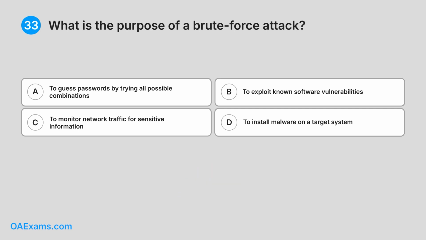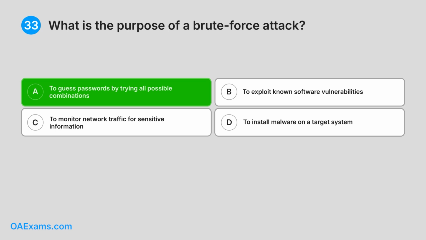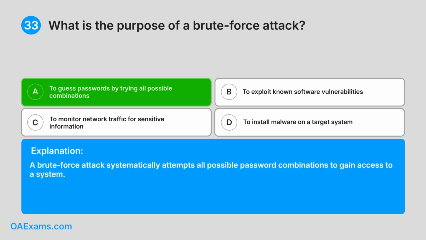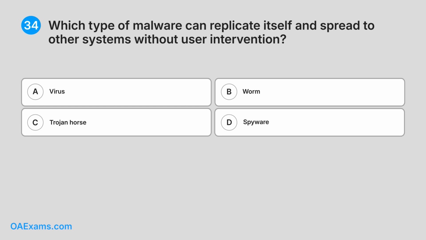Correct answer: A. To guess passwords by trying all possible combinations. Explanation: A brute force attack systematically attempts all possible password combinations to gain access to a system. 34. Which type of malware can replicate itself and spread to other systems without user intervention?